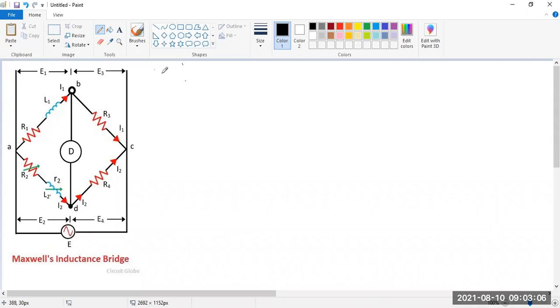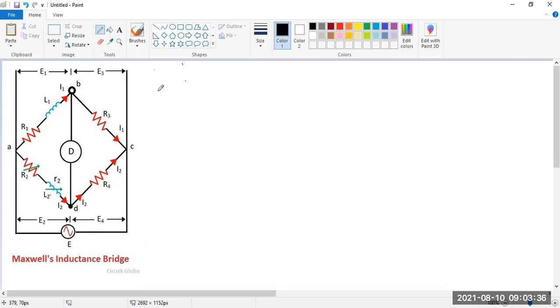Now R3 and R4 are the standard non-inductive resistances. R2 is also a standard variable resistance. And L2 is the standard variable inductance, with the fixed resistance r2. It has some resistance. This is the fixed resistance, that is r2.